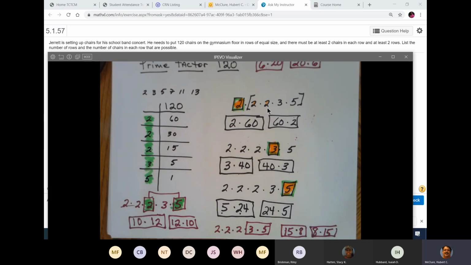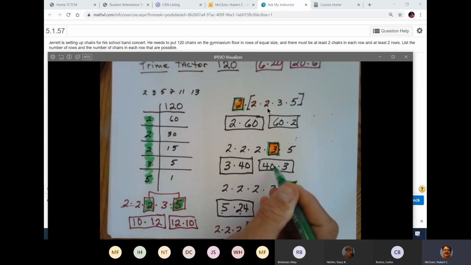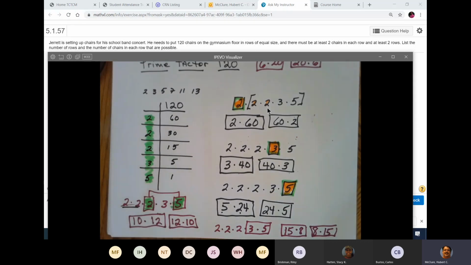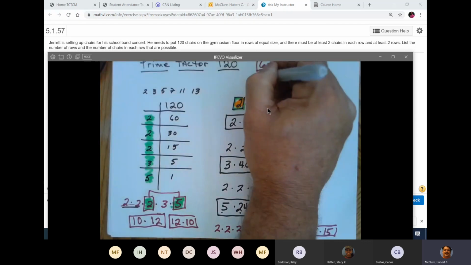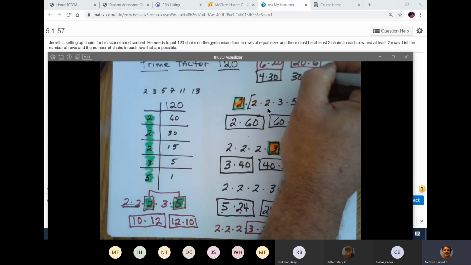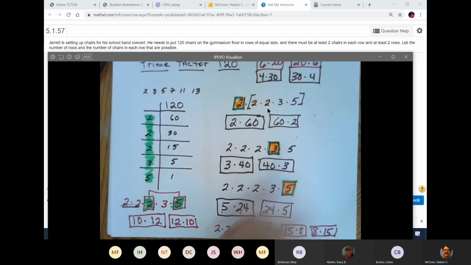Here is... I think we're missing the 4. Okay, thank you. 4 times 30, there it is. And the 4 times 30, so that would be 4 times 30 and 30 times 4. Thank you. So it's just different arrangements of the numbers. Does everybody understand that? Hopefully you understand that.